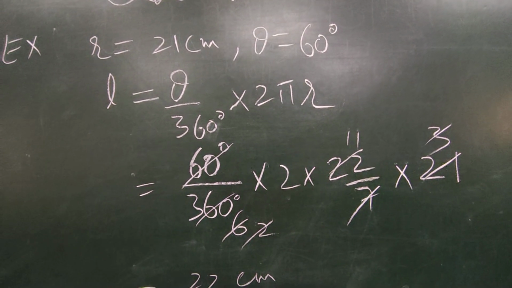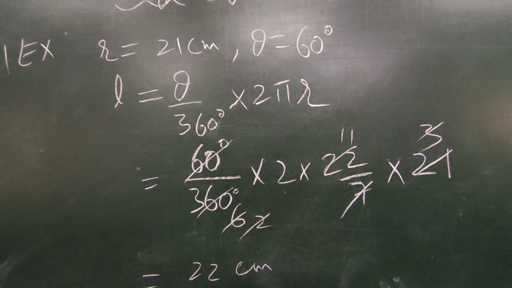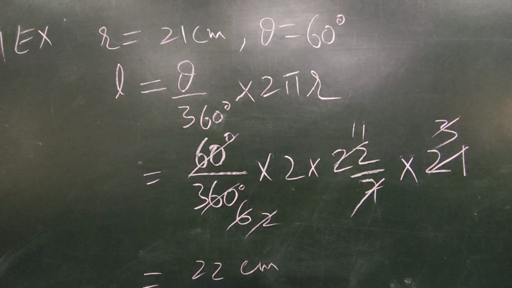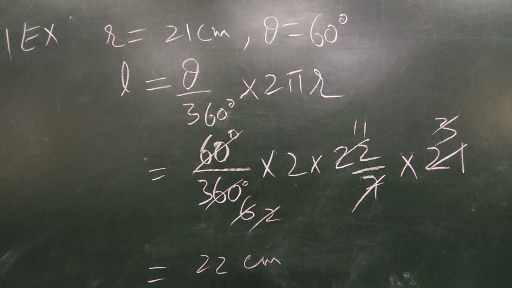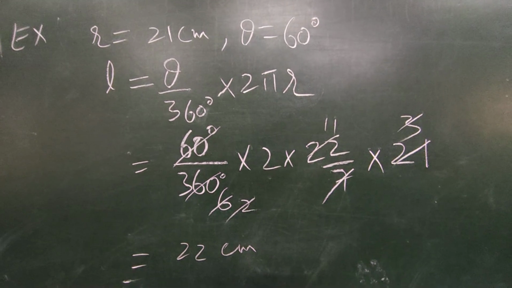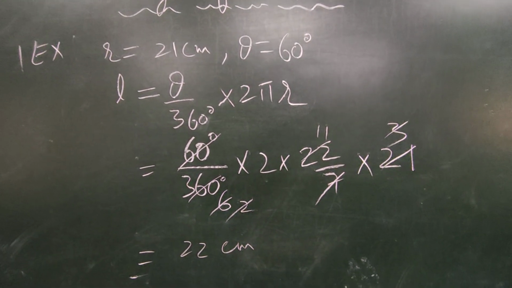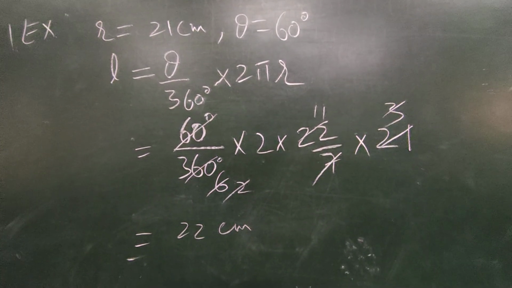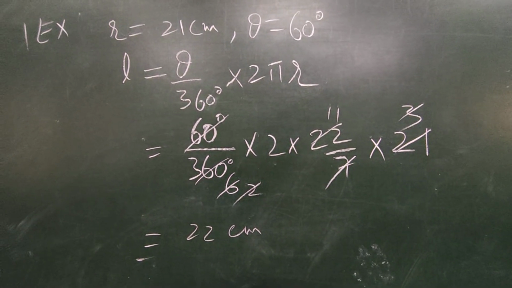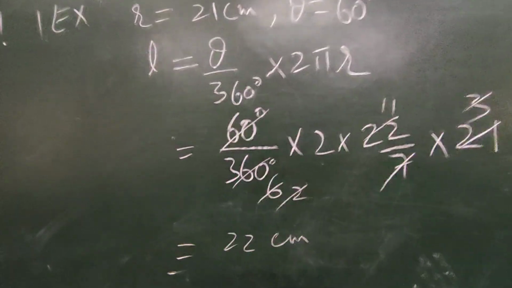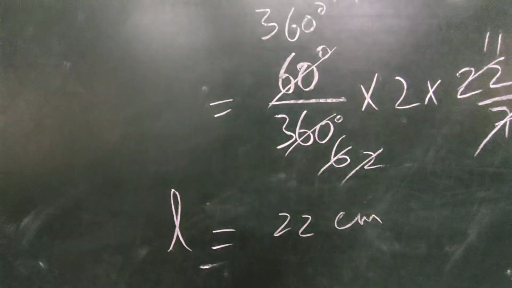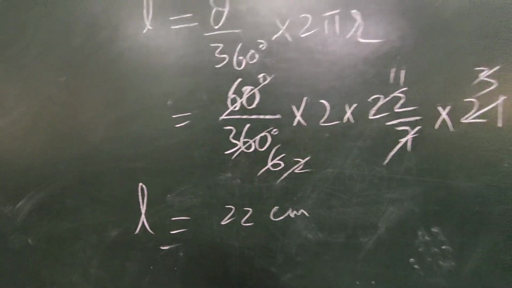L equals to theta by 360 into 2 pi r. Now putting the value of theta as 60 degrees and value of pi will take 22 by 7 and r is 21. So after simplification you will get the answer 22. So the length of arc will be 22 centimeters. So this is the first example.